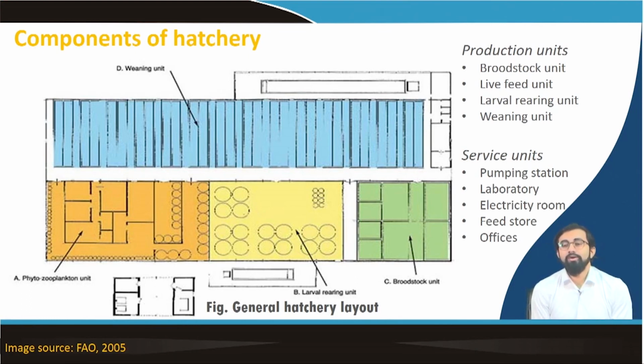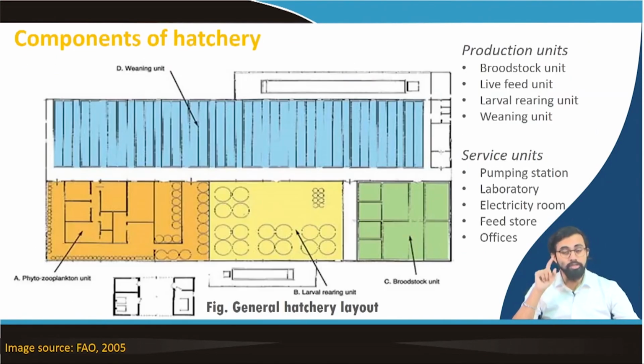I cannot give all the details in this lecture, and I have very limited time for all this. If you ask me, I'll give you more details later, in my other lecture materials, or you can even simply Google it to find more details. There should be room for electricity, for feed storage, for offices and all, where you will be doing all the official formalities. So all these units have to be there when you are designing a proper hatchery. Just remember these points.